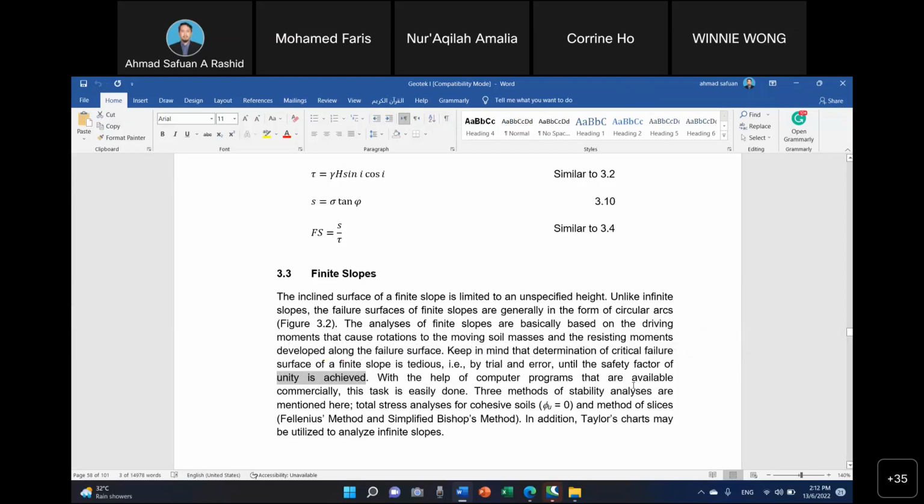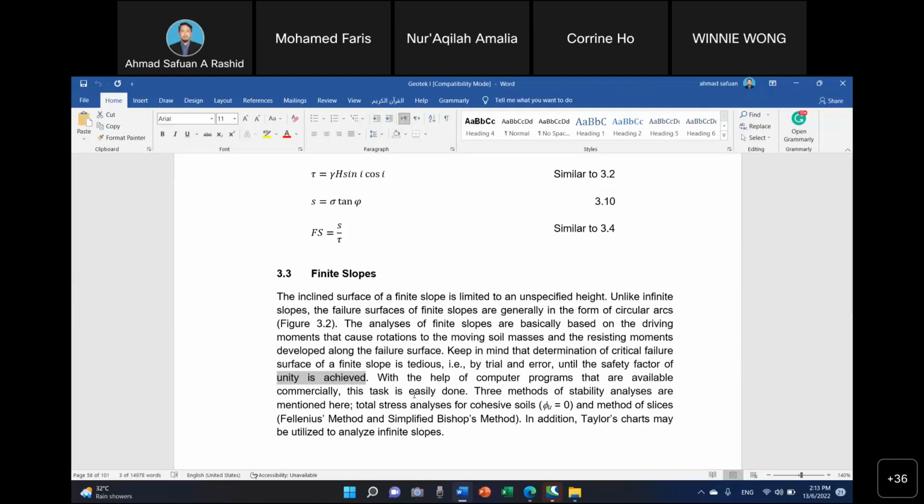Three methods of stability analysis are mentioned here: the total stress analysis for cohesive soil, the method of slices, Fellenius method, and simplified Bishop method. In addition, Taylor charts may be utilized to analyze slopes.